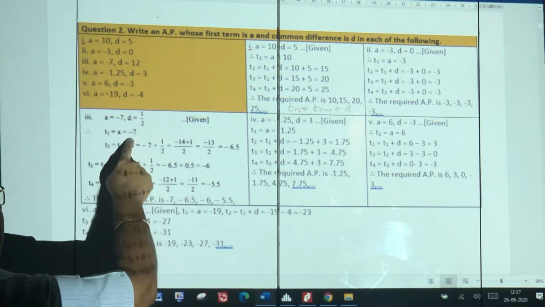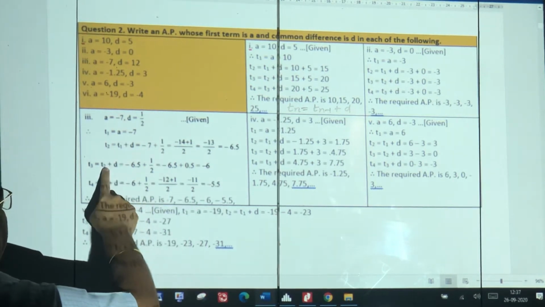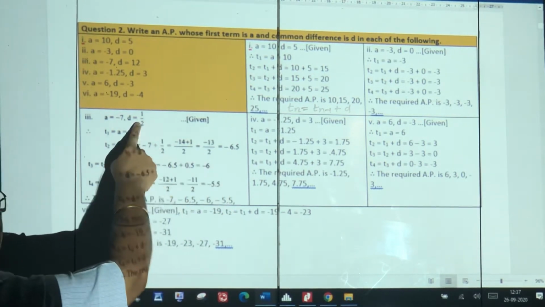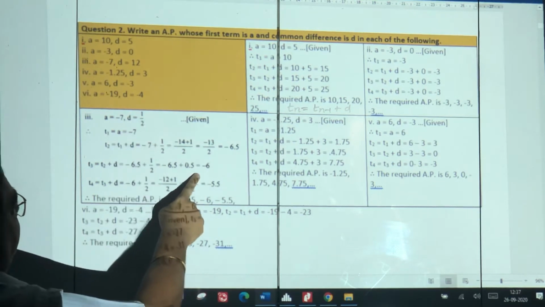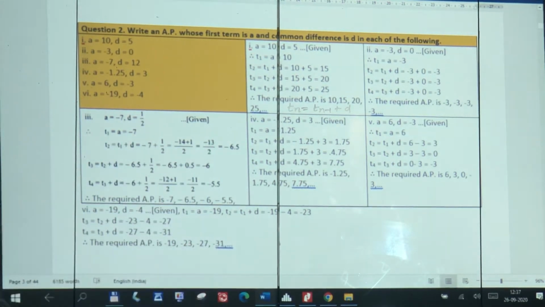Second term, you have to add the difference to the first term. I have added. Third term, I will add to this the difference. Fourth term, so on. So I get the terms of the AP. So don't look scared when you see a root, negative, a fraction. All have to be done by the same method.